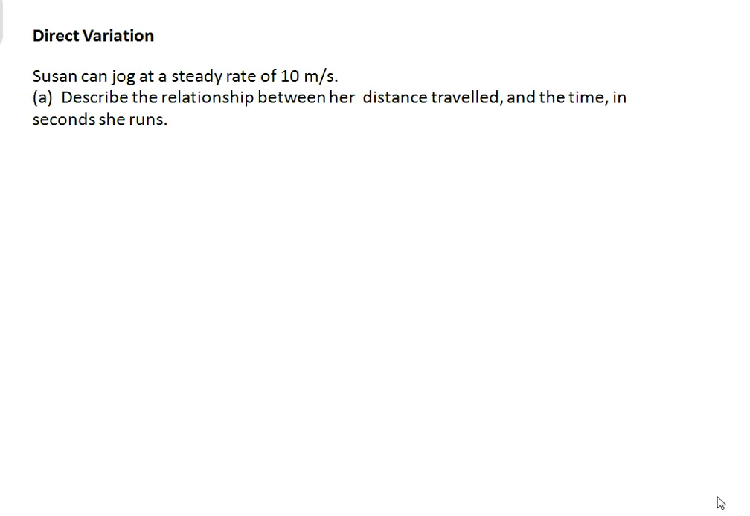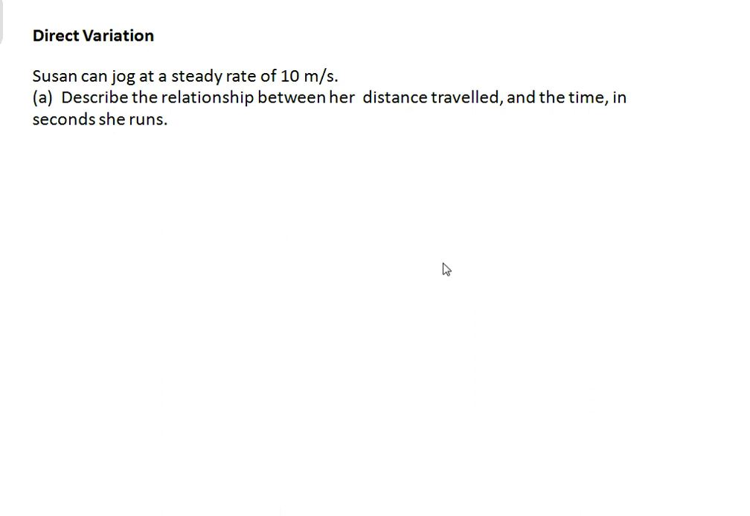This is Miss Parody, and in this video I'm going to talk to you about direct variation. Let's look at an example first. Susan can jog at a steady rate of 10 meters per second. Describe the relationship between her distance traveled and the time that she runs.